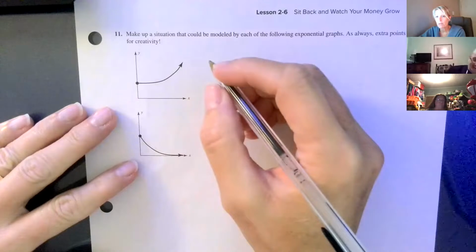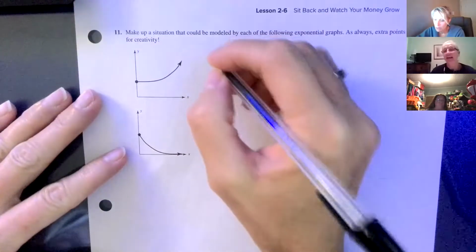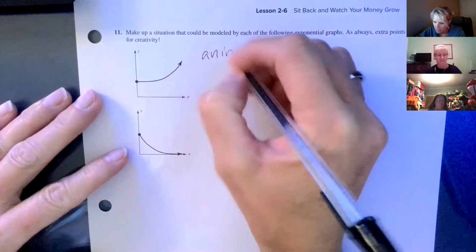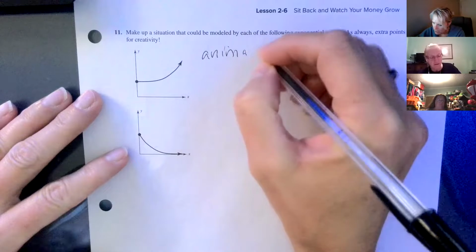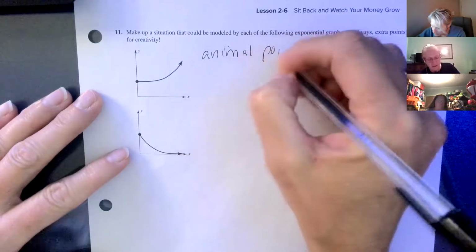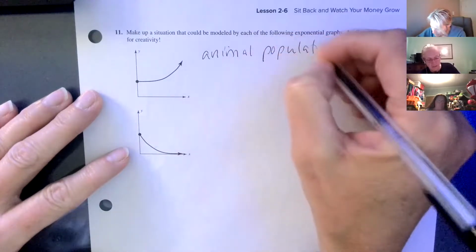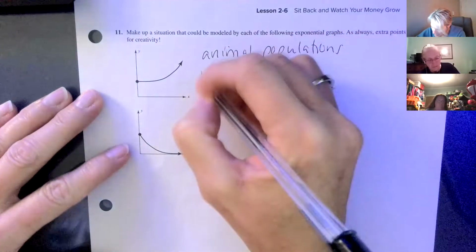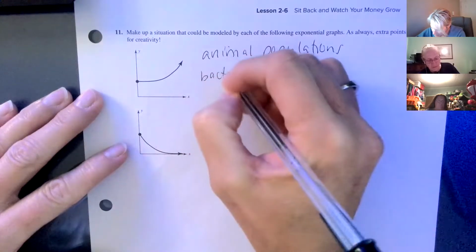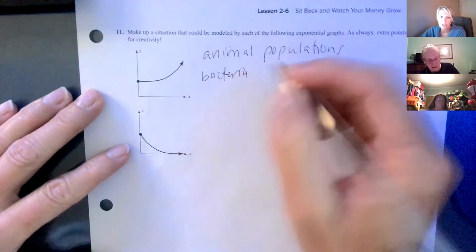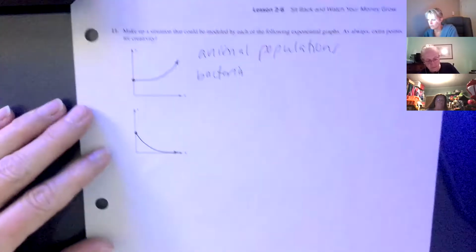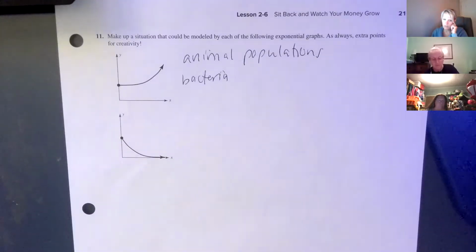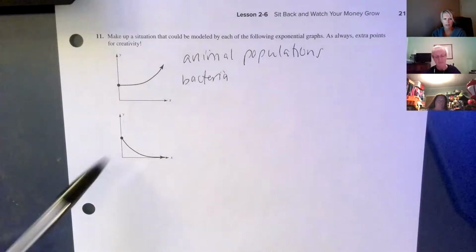What about animal populations? Some grow really quick, right? Rabbits. So animal populations, bacteria usually grow exponentially as well. Yeah, look at COVID. And what about situations where we have decay?